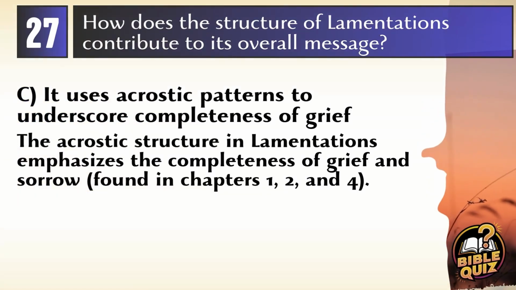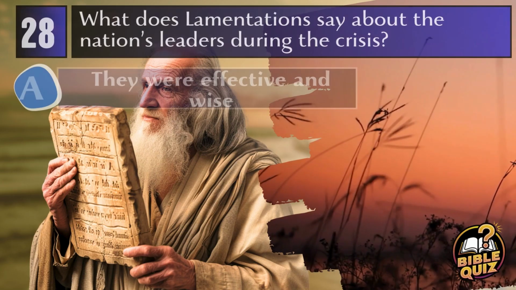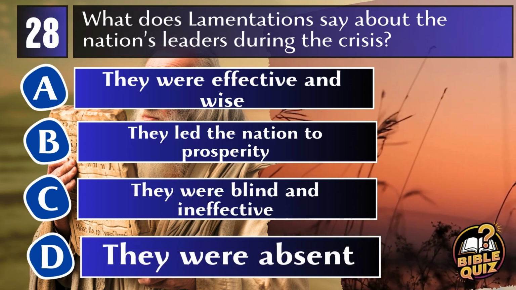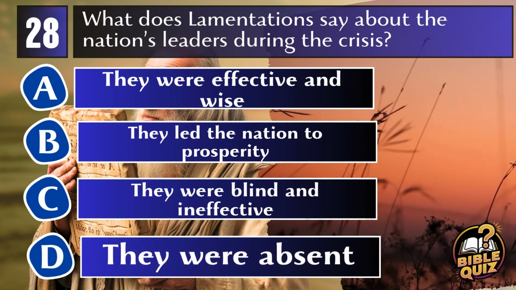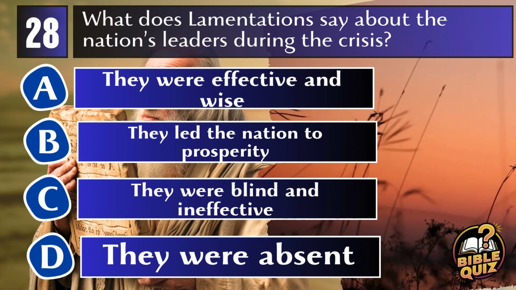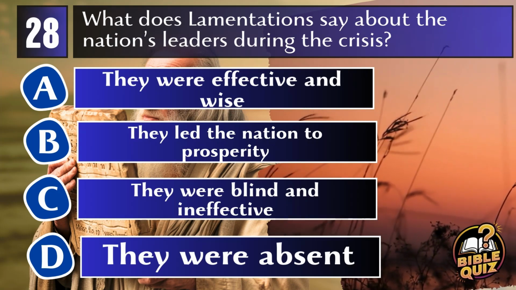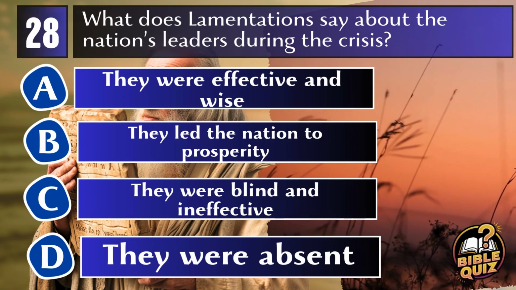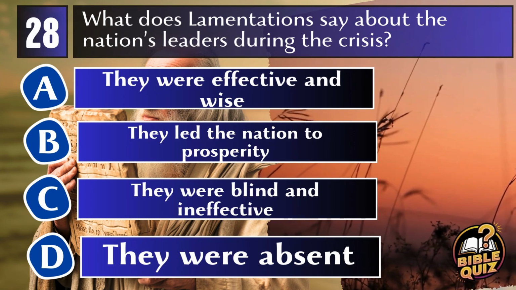Answer C. It uses acrostic patterns to underscore completeness of grief. The acrostic structure of Lamentations, with chapters organized around the Hebrew alphabet, underscores the completeness and depth of the grief and sorrow expressed, notably in chapters 1, 2, and 4. Question 28. What does Lamentations say about the nation's leaders during the crisis? A. They were effective and wise. B. They led the nation to prosperity. C. They were blind and ineffective. D. They were absent.